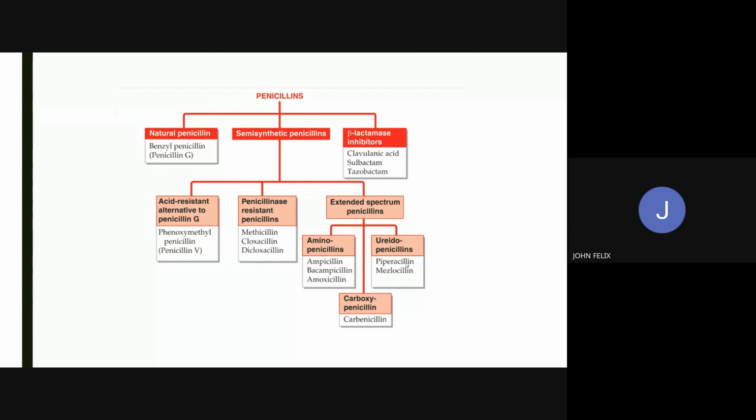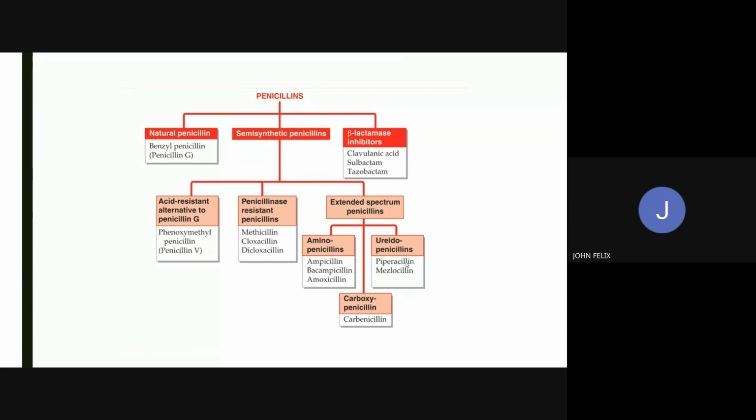The classification of penicillins: the natural penicillin is penicillin G, and among semi-synthetic penicillins we have an acid-resistant alternative to penicillin G, that is penicillin V, which is more commonly used for rheumatic heart disease. And then we have penicillinase-resistant penicillins like methicillin, cloxacillin, dicloxacillin, and extended spectrum penicillins, which cover a large number of microorganisms, like aminopenicillins like ampicillin, amoxicillin, ureidopenicillins like piperacillin, and carboxypenicillins like carbenicillin.